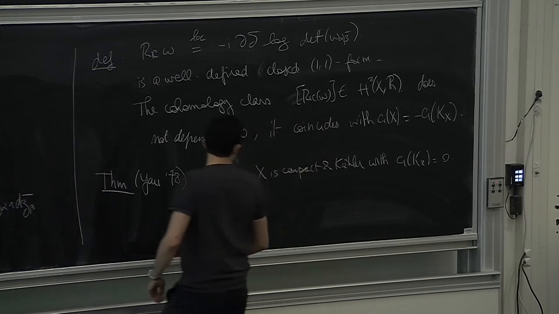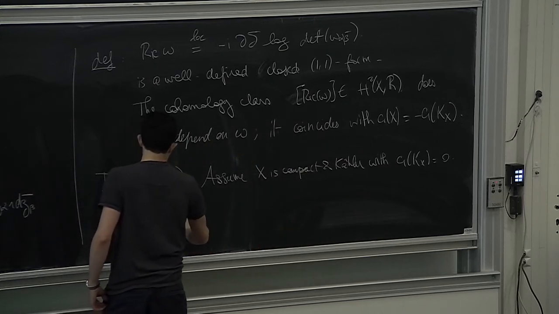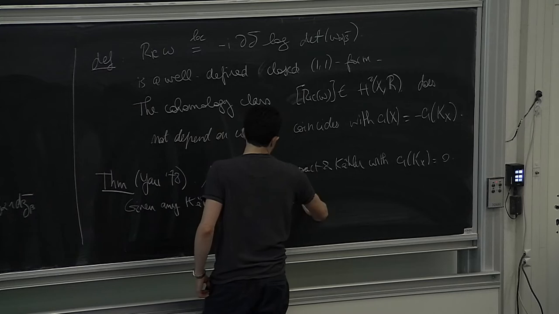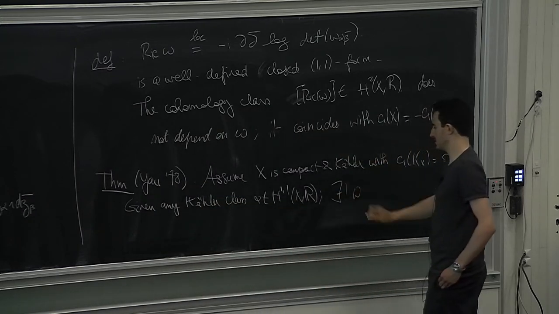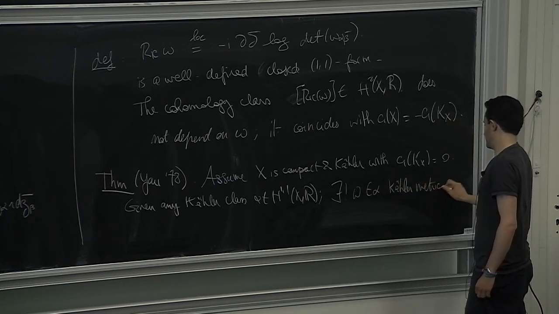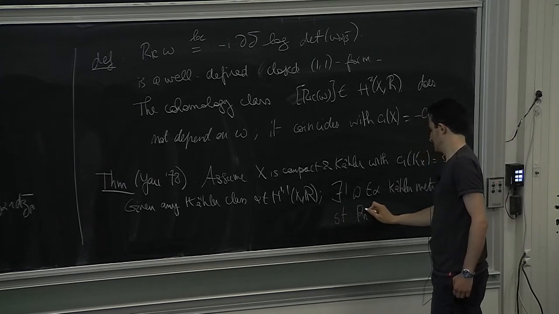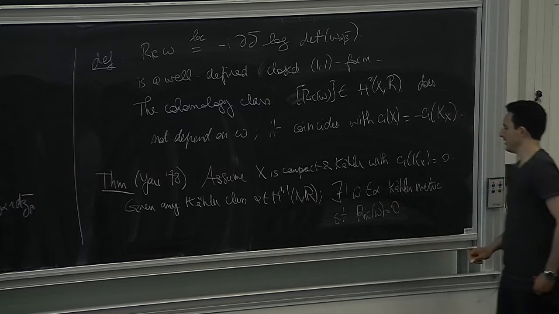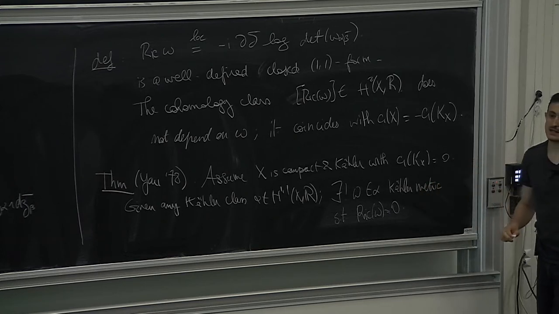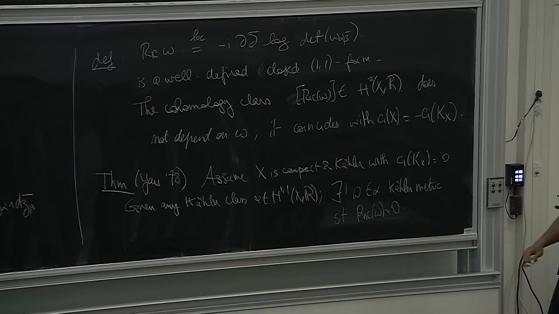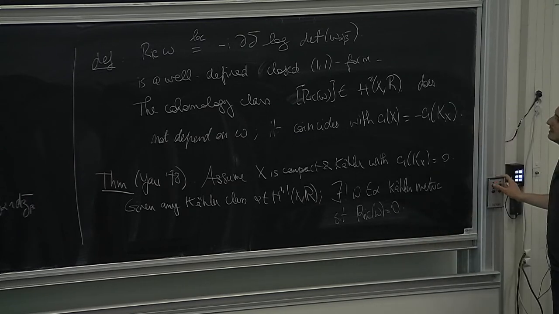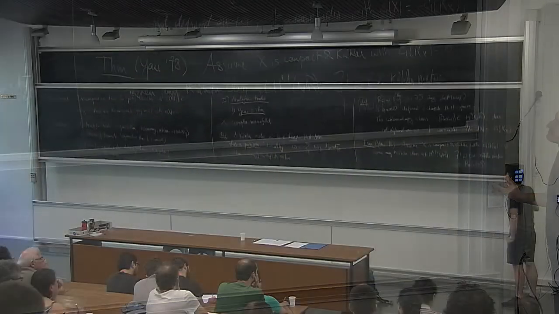The answer is yes. So given any Kähler class alpha in H^{1,1}, there exists a unique Kähler metric which is Ricci flat. So not only can you represent the element zero, the form zero of that cohomology class, by a Kähler metric, but for any Kähler class there is a representative, and that representative is unique. Okay, so this is pretty striking.